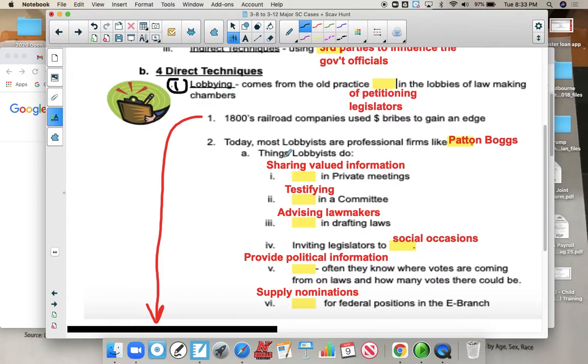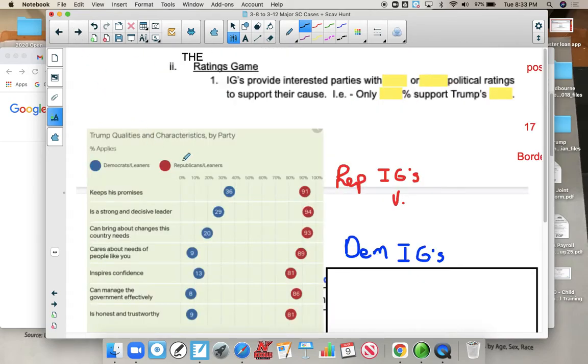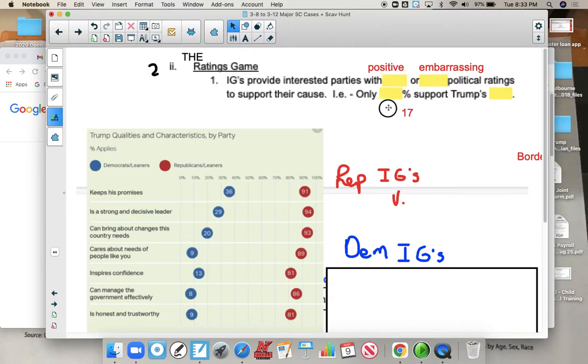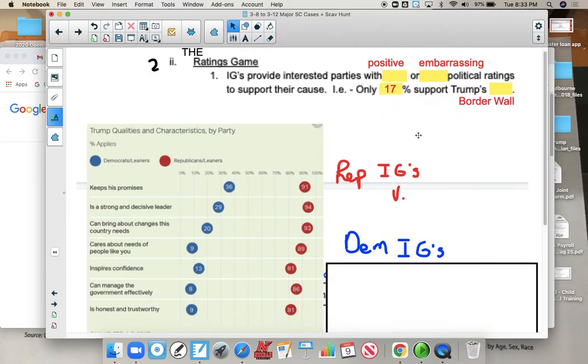Okay, and these are ways you can lobby. All right. Number two is going to be the ratings game. Okay, and I got a couple examples here for you. Interest groups provide interested parties with positive or embarrassing political ratings to support their cause. Here's an example. Only 17% of people supported the building of Trump's border wall.